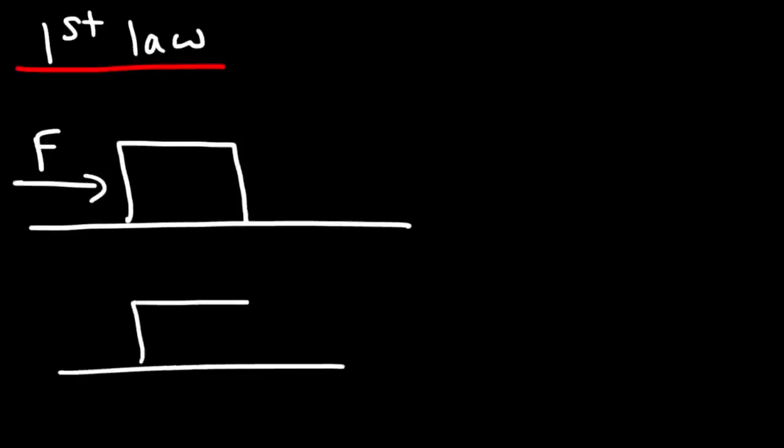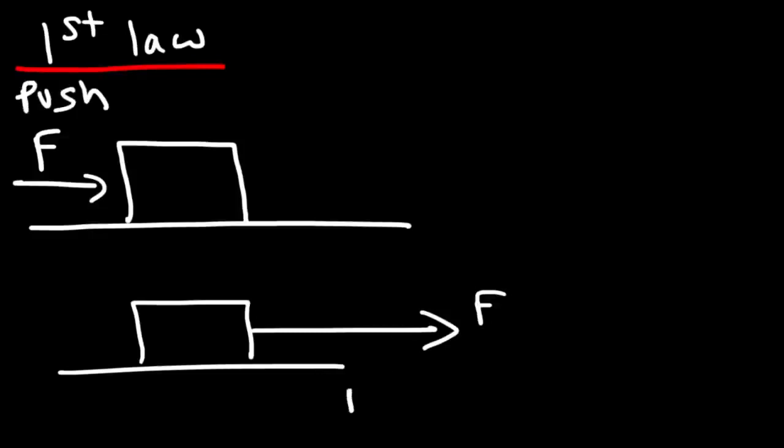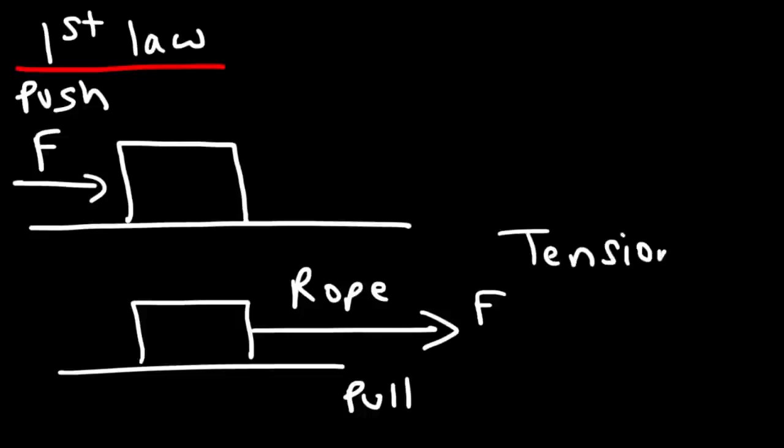We can also get the box to move towards the right if we take a rope and pull the rope towards the right. So here this is a push action, and towards the right it's a pull action. And the way to pull something is by means of a rope. Whenever you have a force acting on a rope, it's known as a tension force. So whenever you hear the word tension, it's basically a force acting through a rope. So unless we apply a force, the box at rest will continue to remain at rest.